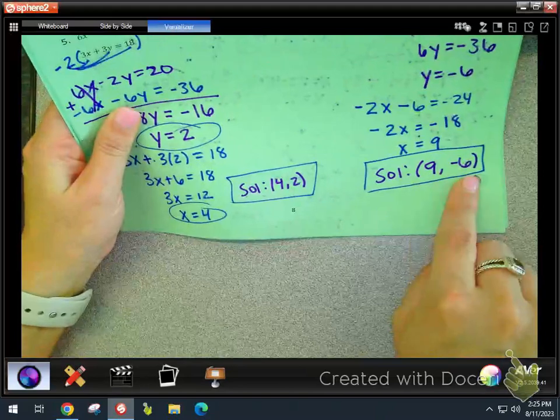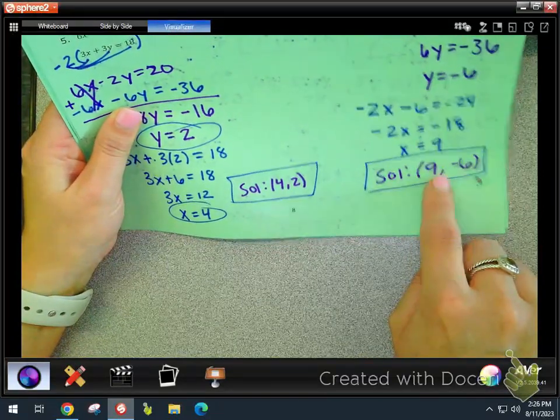I worked out number 6. Got the solution 9, -6. Agree? Yep. Okay, I've got work here too. You can come look at it if you need to.